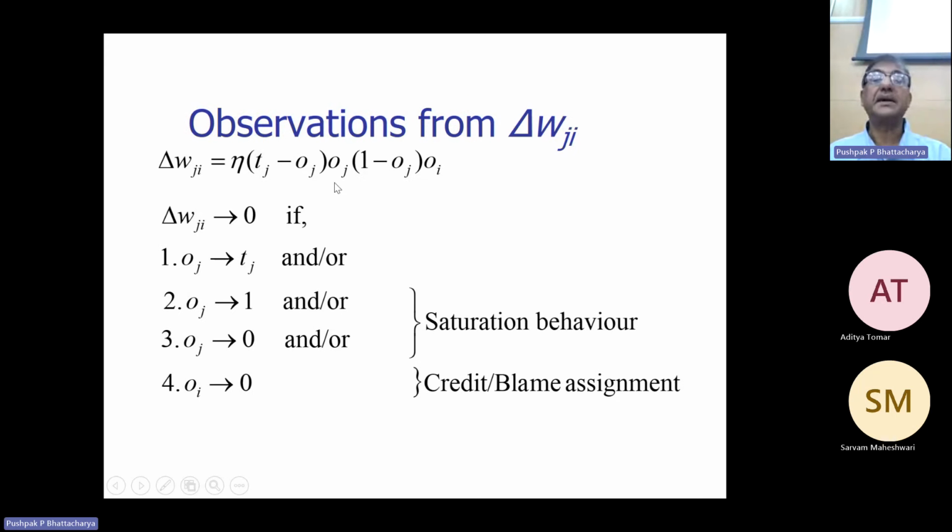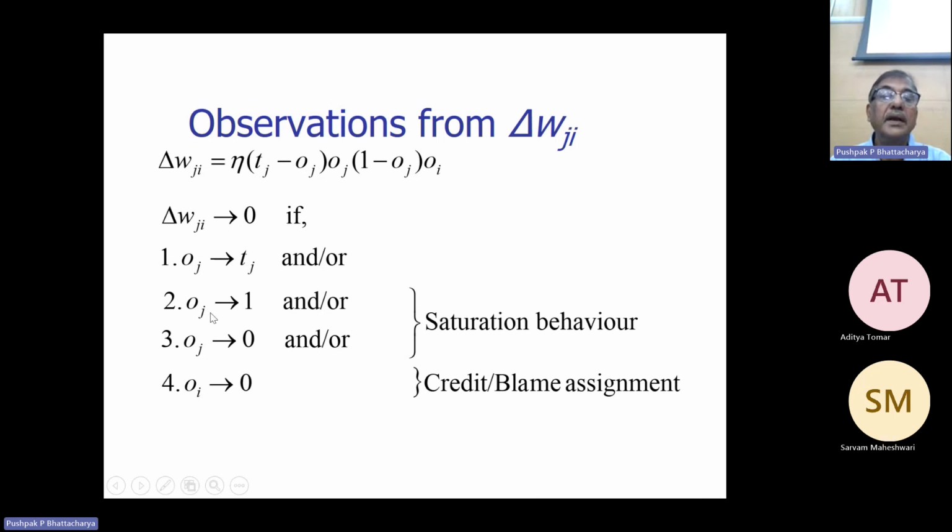So now we can make some interesting observations from the weight change expression. The weight change expression is eta into (target minus observed) into sigmoid derivative into input on the connection. Let's see when the change in weight tends to 0. There is almost no change in the connection weight if Oj equals Tj. This is intuitive. If the observed value is equal to the target value, why should there be any change in the weight?